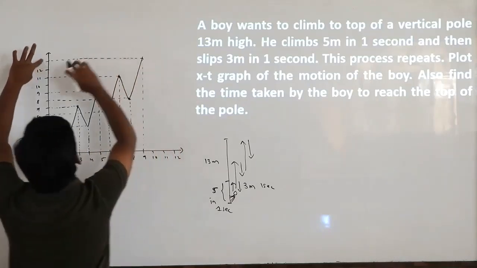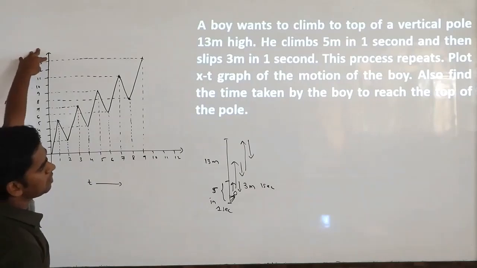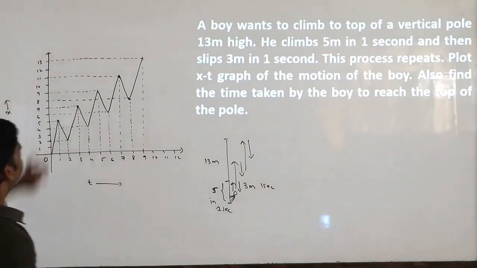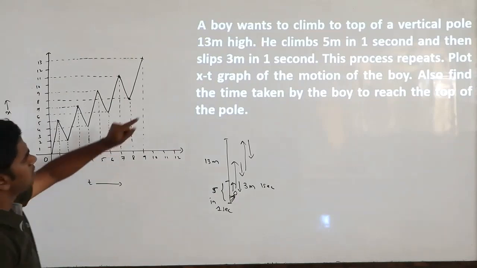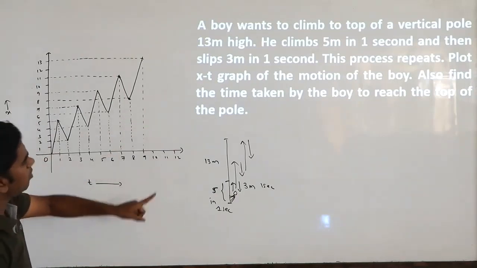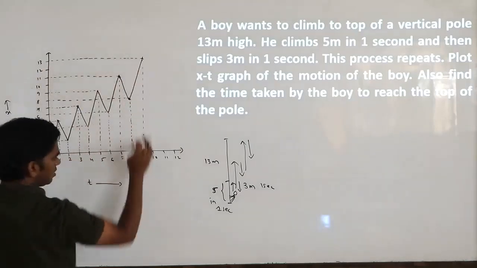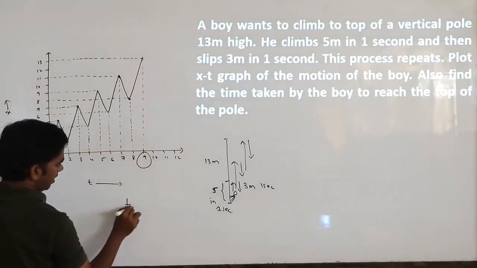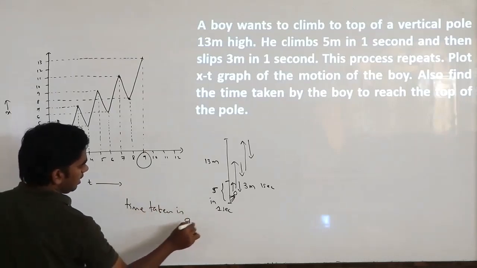Here is the top of the pole. So this is the graph of position-time for the boy climbing the pole. Now also find the time taken by the boy to reach the top. Top means 13. So 13 he reached by 9. So time taken is 9 seconds.